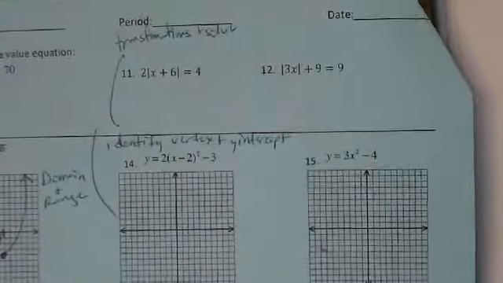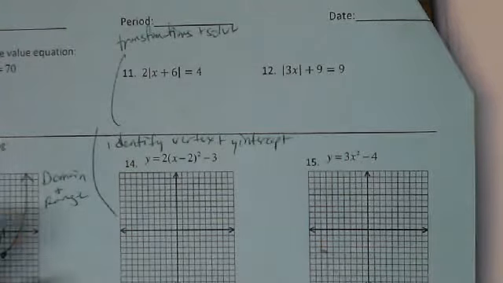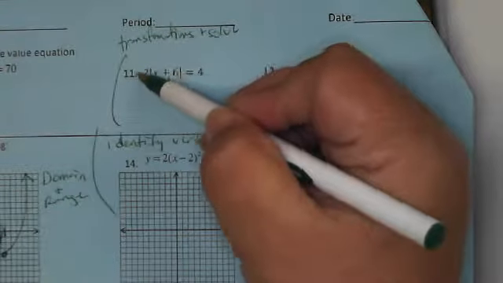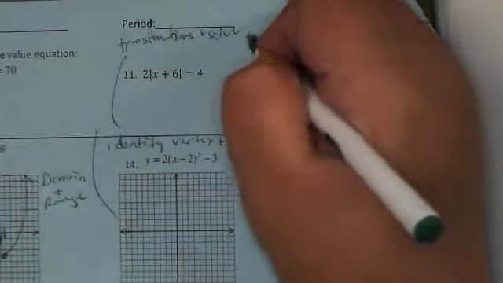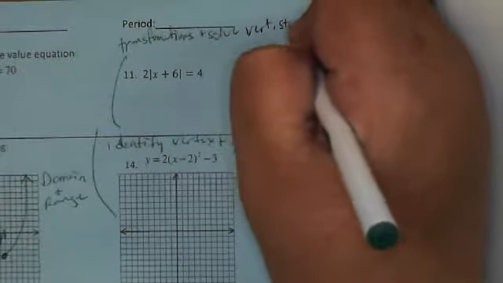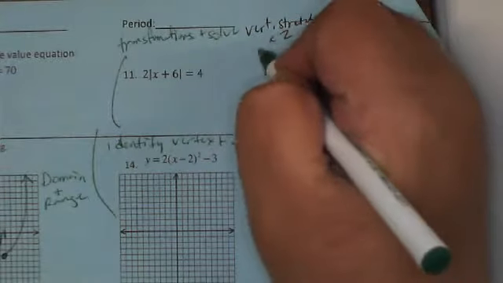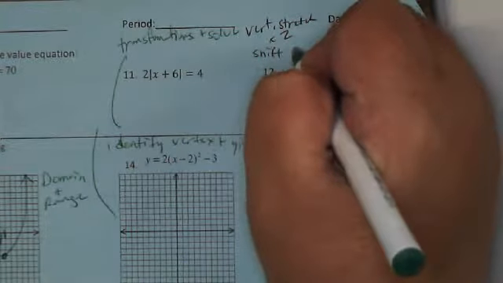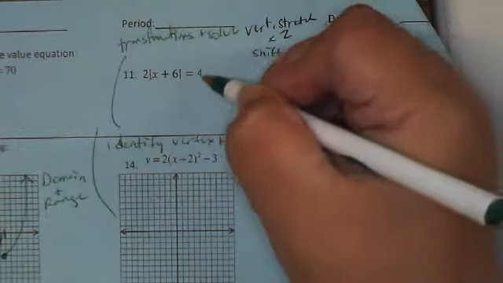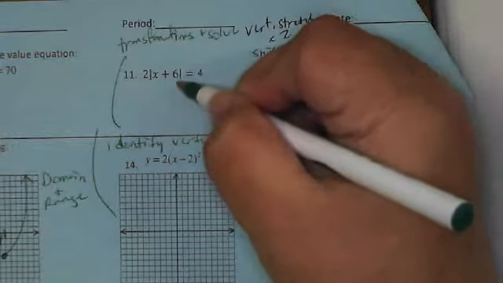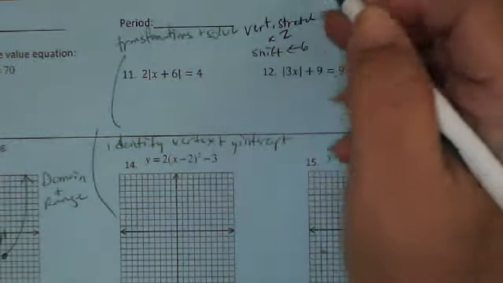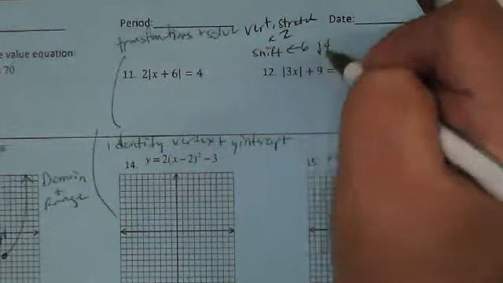Alright, on the next page, let's talk about the transformations and then let's solve this. So transformations, the 2 on the outside means a vertical stretch of 2. The plus 6 means we shift to the left 6. And then if this 4 was on the other side, the minus 4 would mean we shift down 4.